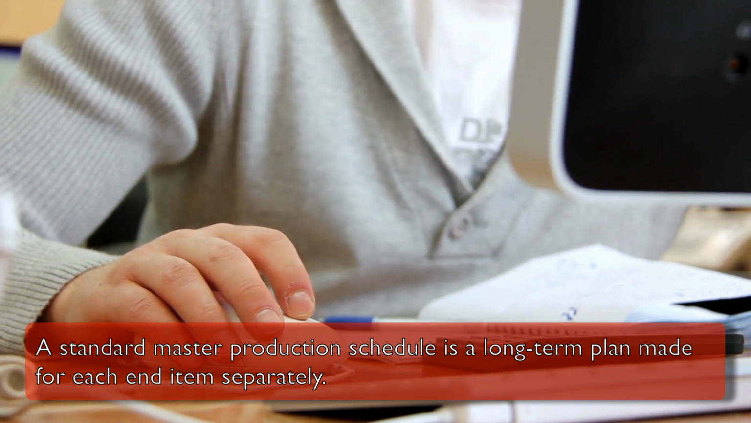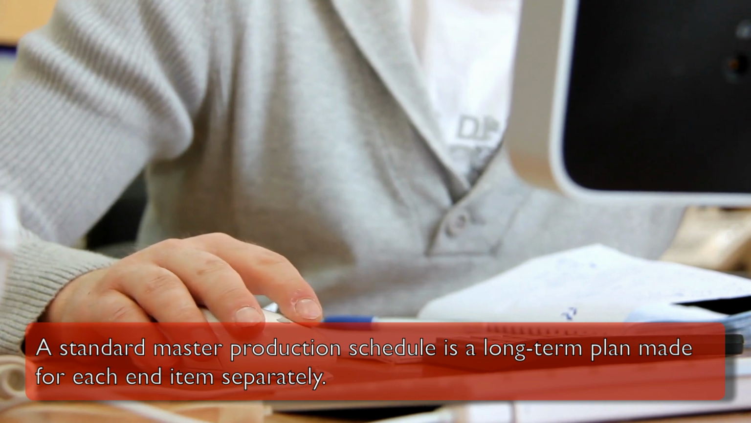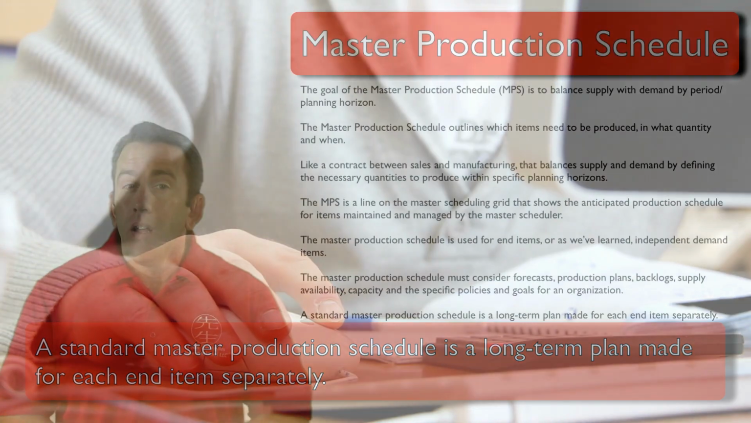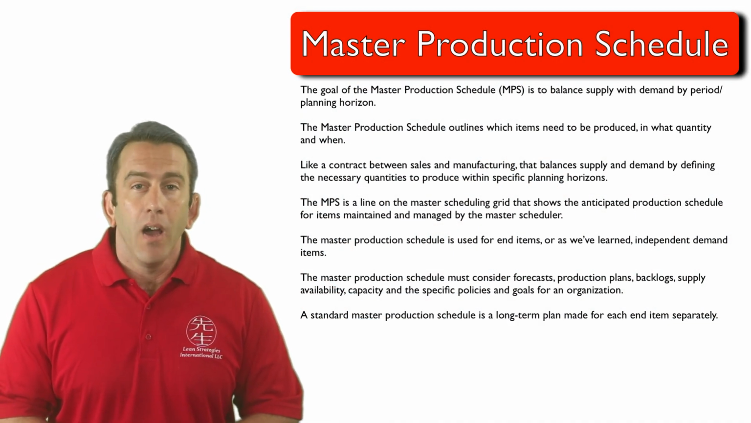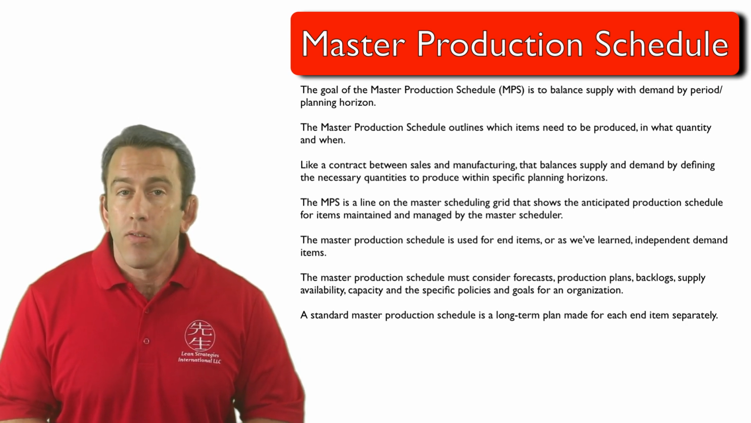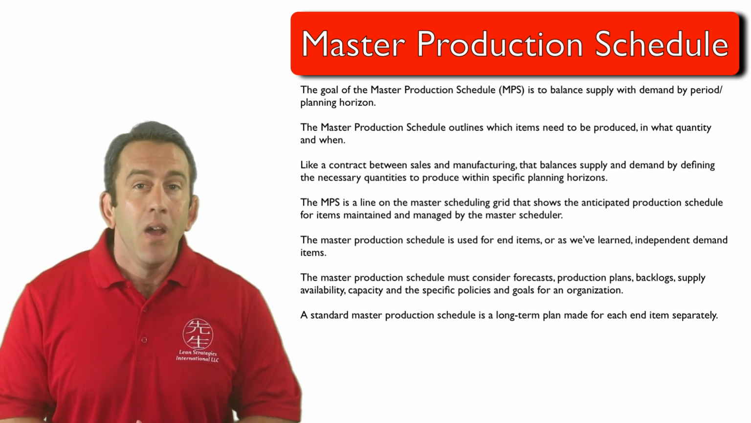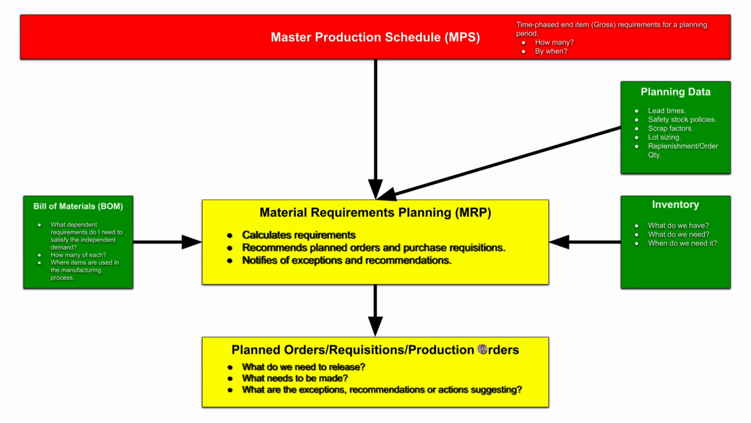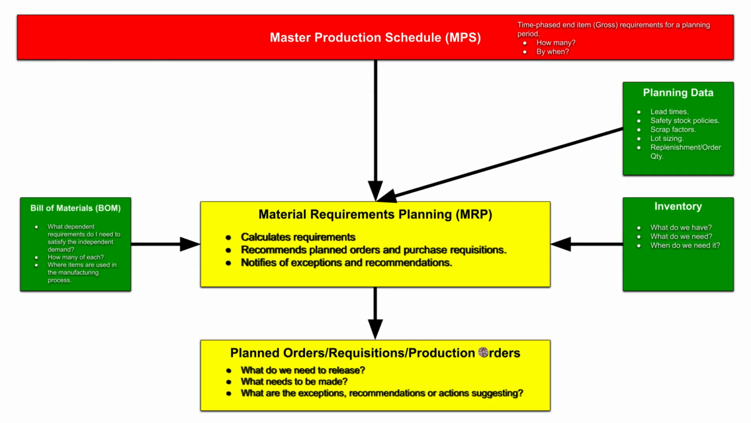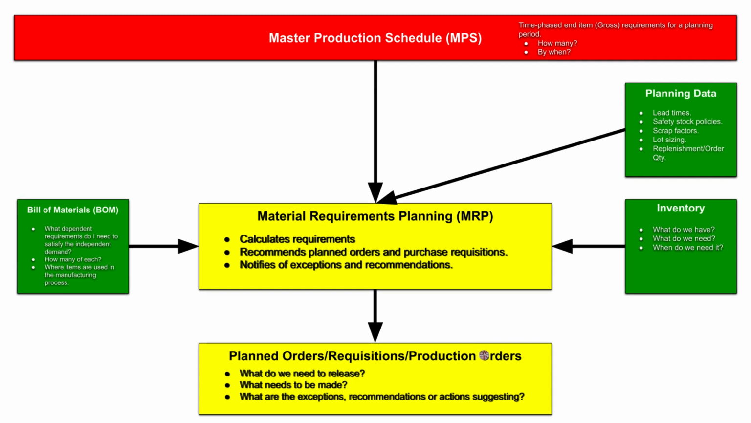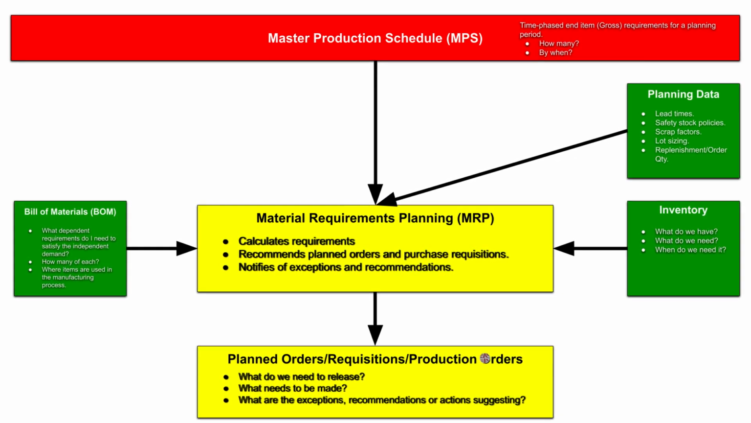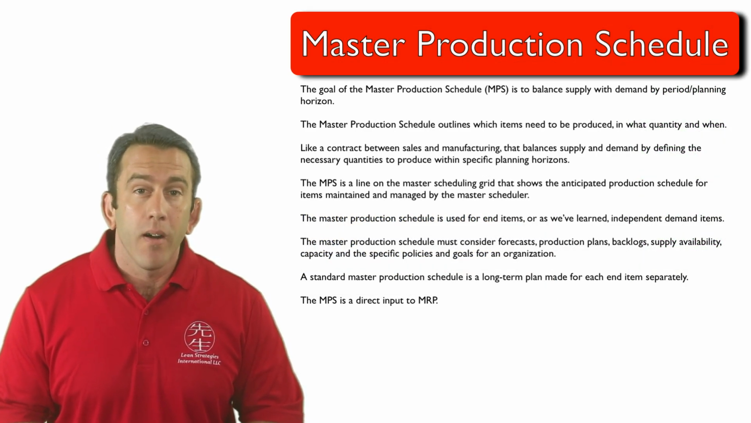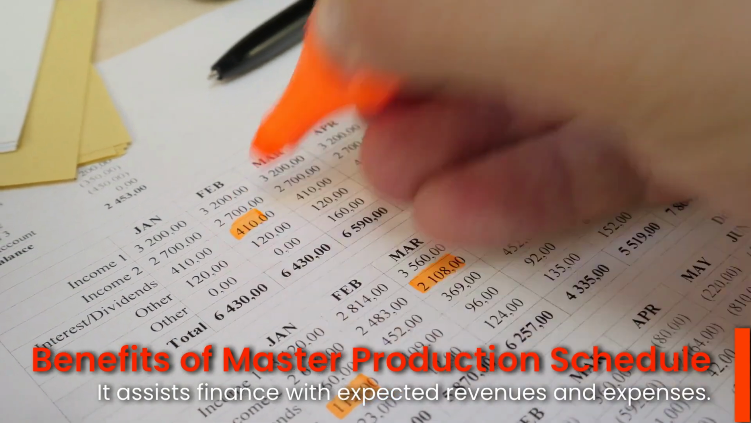Typically, the planning horizon would span a few months to several years with a minimum time bucket of no less than 1 week. Now that you have a general understanding of what the master production schedule is, we should answer the question, what does it have to do with MRP? The MPS is a direct input to MRP, which then calculates the quantities of parts, subcomponents, and raw materials to purchase or produce.